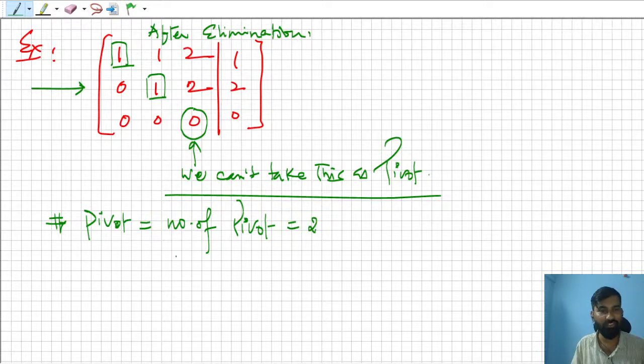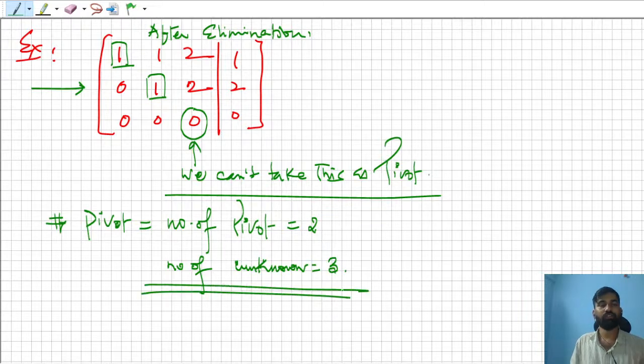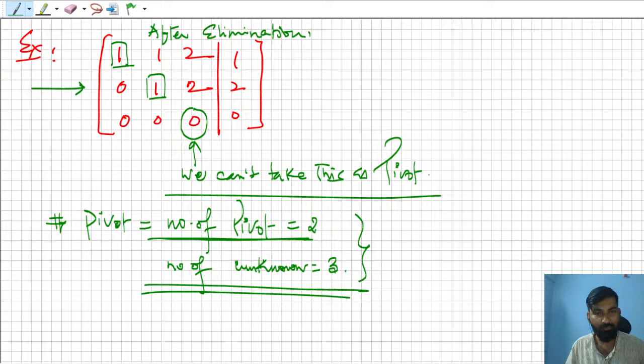And how many unknowns are there? Number of unknowns is equal to 3. You don't have to worry about number of unknowns. See the columns, how many columns are there in A matrix? There are 3 columns in A matrix. Understood? So number of pivots are 2 and number of unknowns are 3.